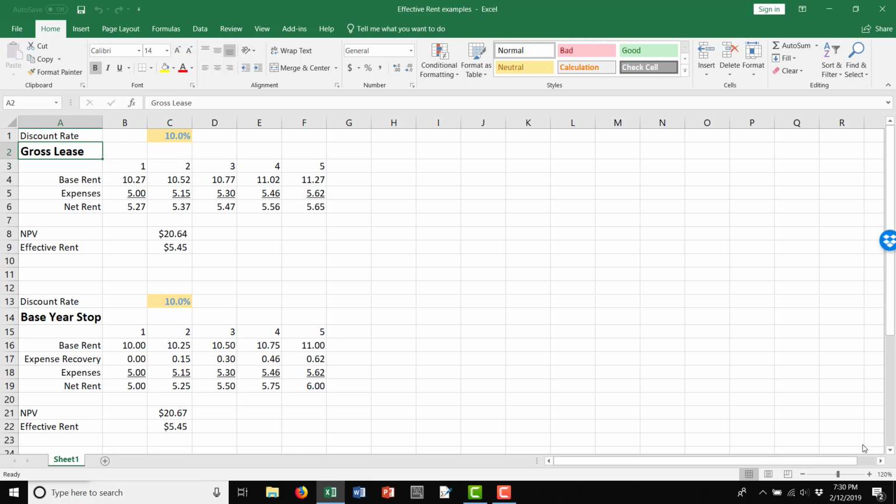Okay, in this quick video, I'm going to take a look at doing some computations for effective rent. We're going to look at three different examples, three different types of leases. They each have a discount rate of 10%, so that would have to be given to you.